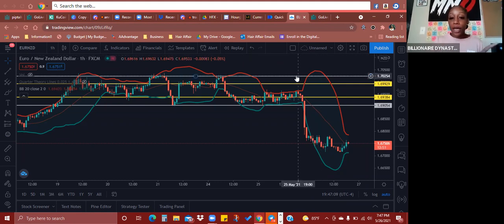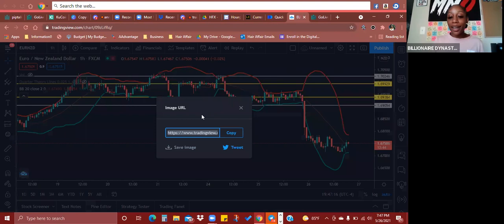Now, fun fact about TradingView. If you're on this and you see this camera right here, click, it takes a picture. How cool. And you can save the image, you can copy it, and you can paste it in Discord so we can actually see what's going on.